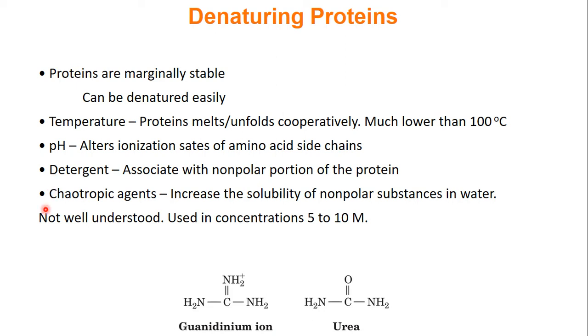And you can also use chaotropic agents to unfold a protein. Such agents are guanidinium or urea. Now, it's not quite known how these things actually work in solution, but the idea is that for some reason they increase the solubility of nonpolar substances in water. And usually if you have 5 to 10 molar of urea or guanidinium, your protein will unfold.